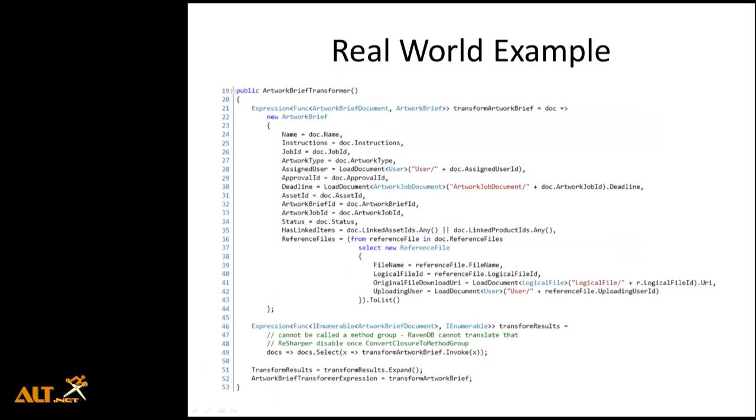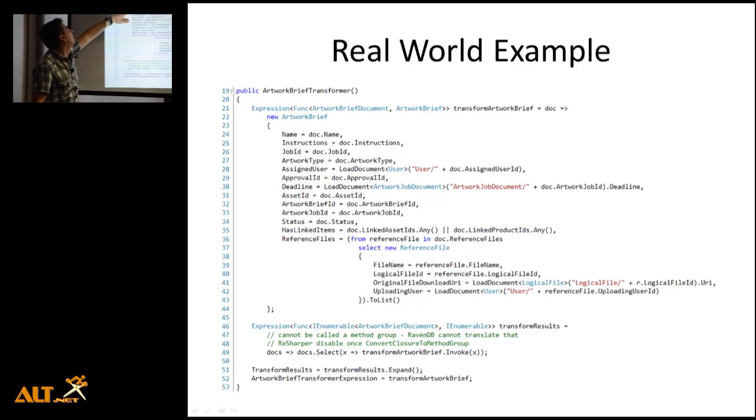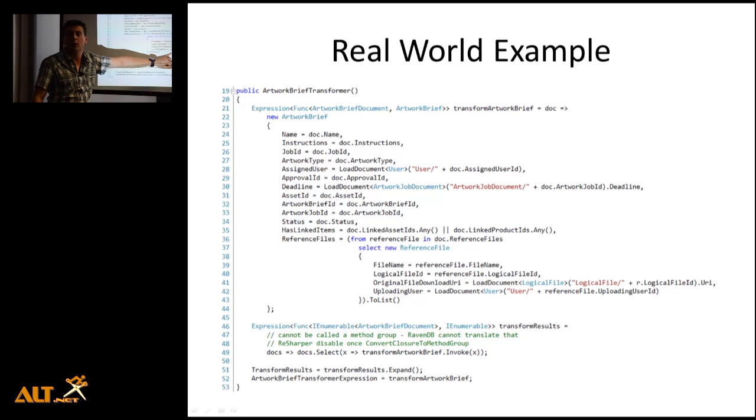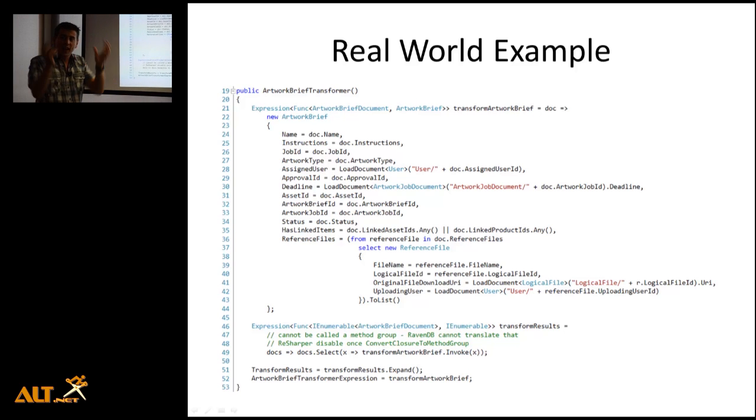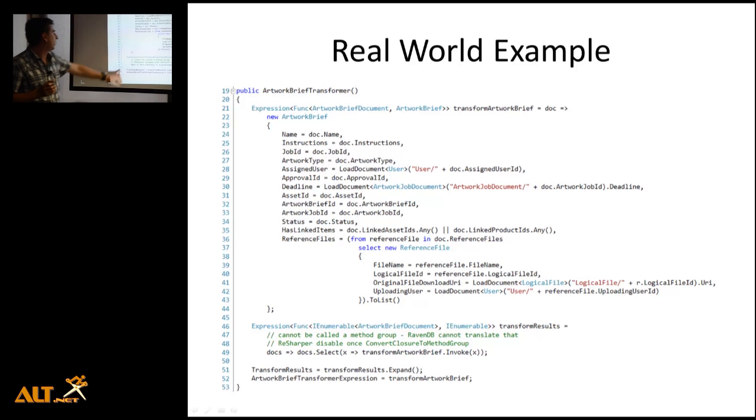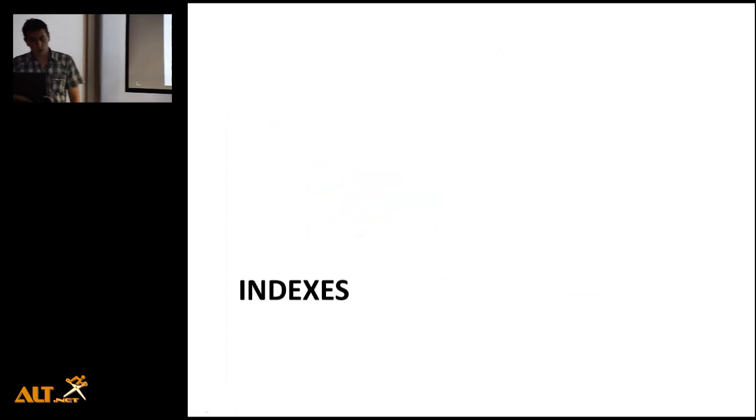Here is the nested transformer. It's also roughly 30 lines of code, but there's nothing special about it. It's just a lot of properties, and it just happens to reach out as well and load some extra documents. So we're fetching everything we need to deliver this to the UI, and only just that. And then there's just some extra little things that happen there. Just again telling Raven how to operate on this.